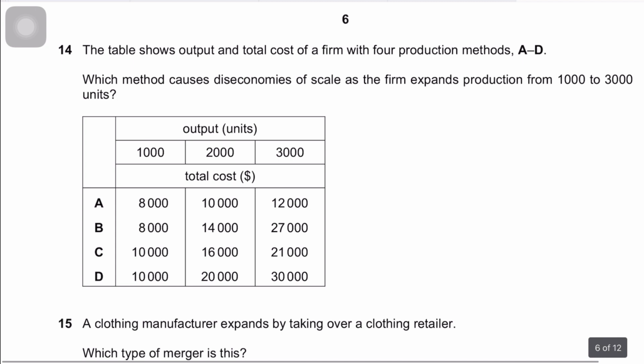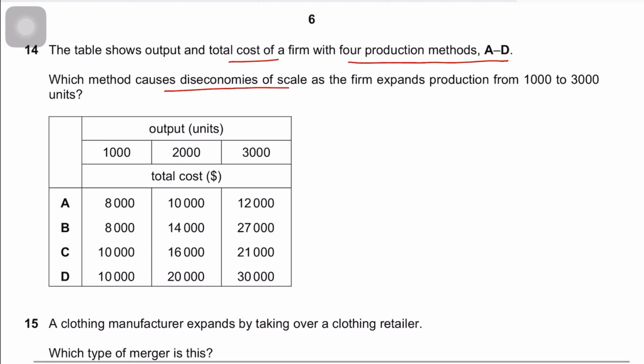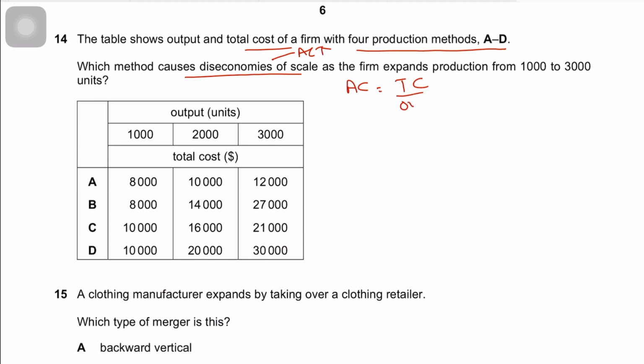The table shows the output and the total cost of a firm with 4 production methods, A to D. Which method causes diseconomies of scale as the firm expands production? What is diseconomies of scale? It is when your average cost starts to rise. So we actually need to calculate the average cost. The formula for average cost is total cost divided by output. So you have the output given, and you have the total cost given.